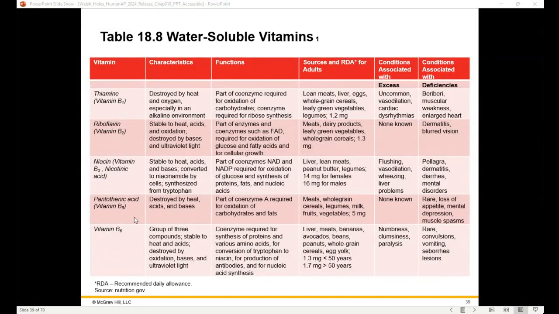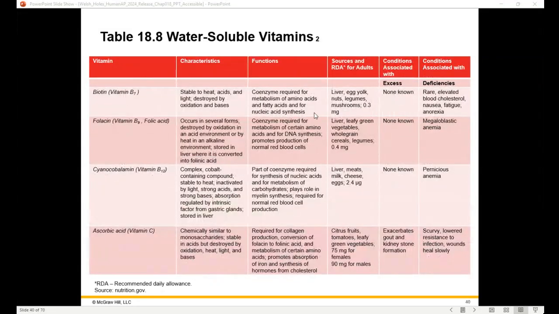Okay, pantothenic acid, or vitamin B5. This is part of coenzyme A required for oxidation of carbohydrates and fats. And vitamin B6. It's a coenzyme required for synthesis of proteins and various amino acids, for conversion of tryptophan to niacin, for production of antibodies, and for nucleic acid synthesis.